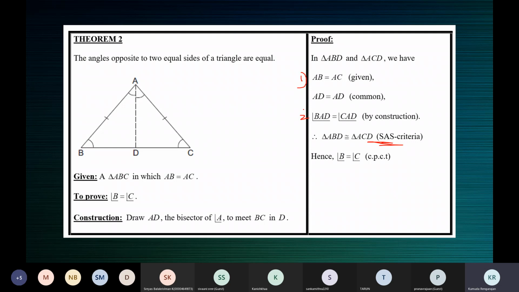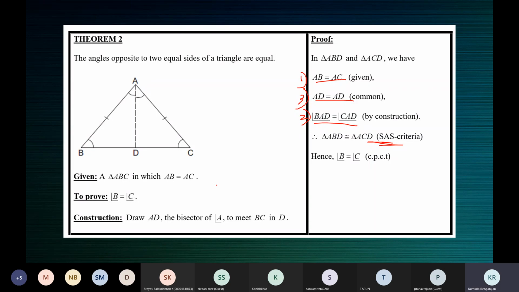Excuse me, Shreyas, 1 minute. One pair of equal sides, one pair of equal angles, and then another pair of equal sides. SAS. Got it, children? Yes, ma'am.